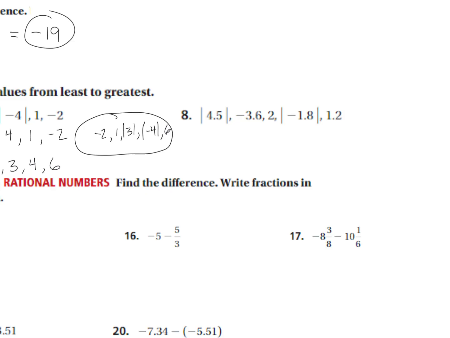For number 8, I'm going to do the same thing. 4.5, negative 3.6, 2. This is going to change to positive 1.8, and this is 1.2. All right, let's start doing this again. Negative 3.6 comes first because it is the only negative I see. Then from there, 1.2 is next. 1.2 is smaller than 1.8, so 1.8 will come next.